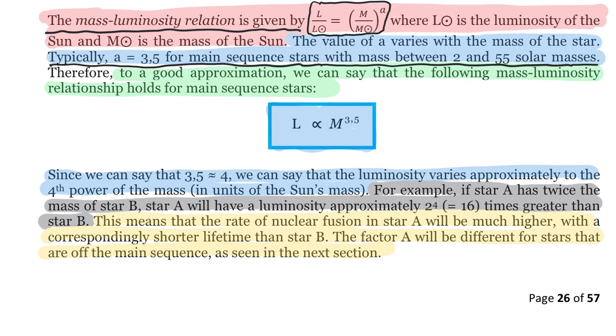So this means that the rate of nuclear fusion in star A will be much higher in order to produce that luminosity, with also a correspondingly shorter lifetime than star B. So the bigger, more luminous stars don't last as long. The factor little a will be different for stars that are off the main sequence, which we are going to look at soon enough.